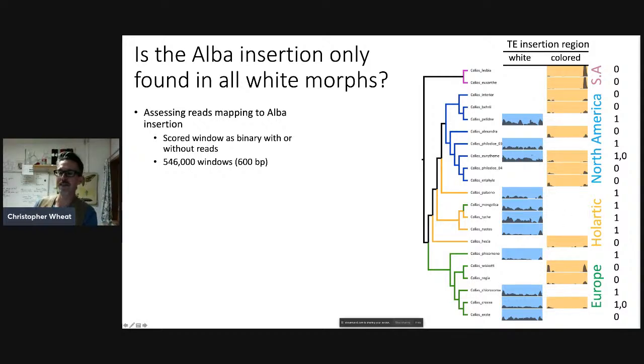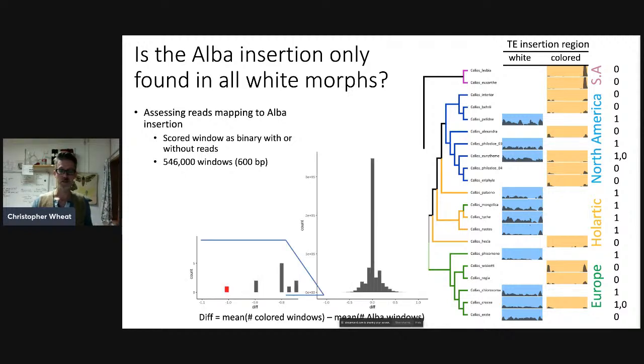So if you'll notice on the right side, I have numbers popping up. For example, in this 600 base pair window that represents what we think is the Alba unique region, we can score this Colias lesbia has nothing mapping there. For that window, it gets a 0. Euxanthe, a 0. Interior, 0. Bari, 0. Pteridine, 1. Right? So we can go through and actually score this for this window in a binary way. And for this Alba unique region, there's a direct concordance between having white and being 1 or being colored and being 0. But we can score that for the rest of the genome.